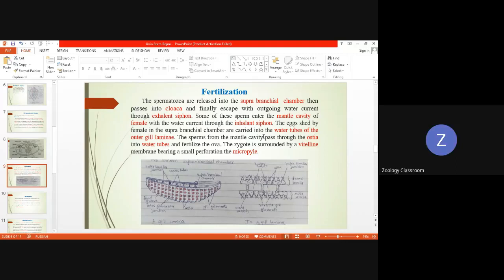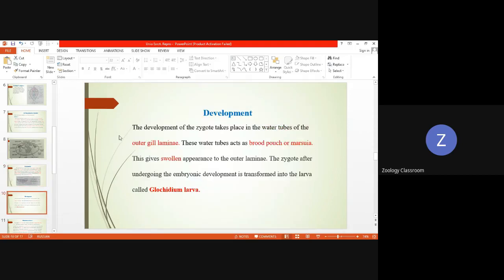This zygote, which is formed in the water tubes, remains surrounded by the vitelline membrane, and if you observe it, it has a small aperture called the micropyle. Now the embryonic development begins as soon as fertilization takes place. The development of the zygote takes place in the water tubes of the female, in the outer gill lamina.